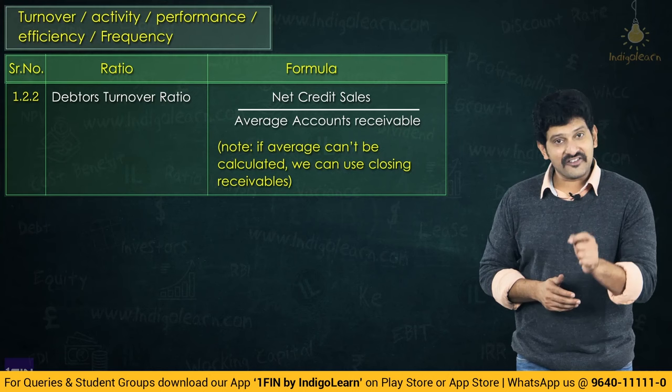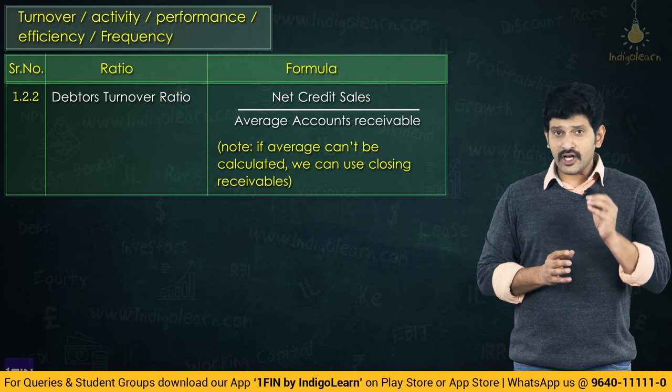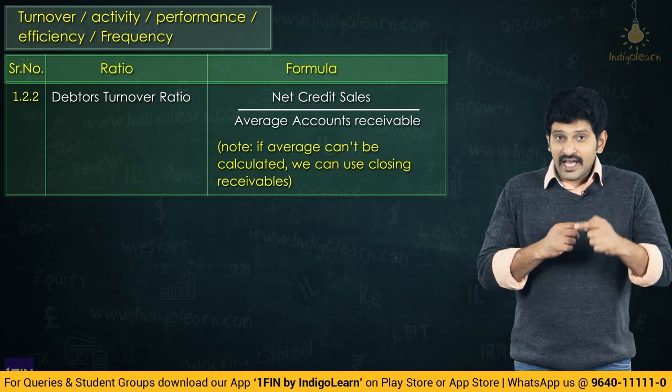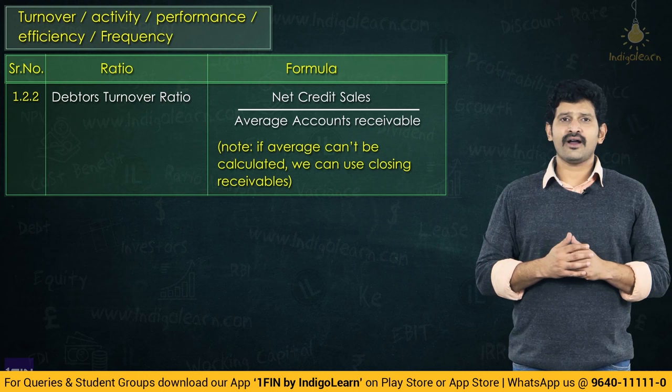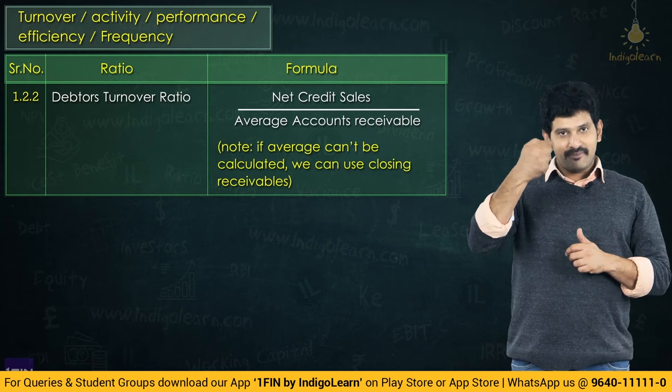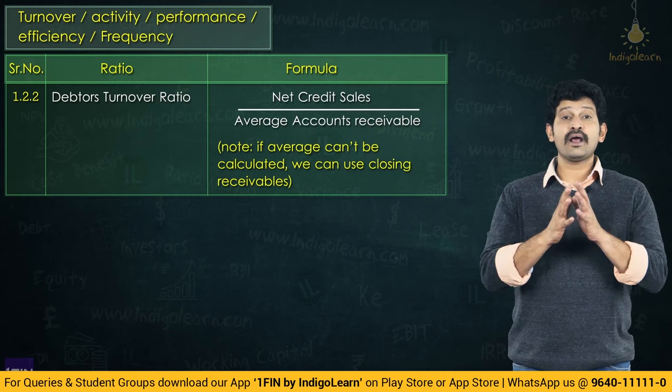Now, one small extension here. Say, for example, my debtor turnover ratio comes to be 4 times. Now, what does that mean? I am able to collect from my debtors 4 times. 4 times means when? Say, in 1 year, 4 times means what? 12 months divided by 4, that is once in 3 months. So, 3 months, 3 months, 3 months, 3 months, 12 months. Therefore, my debtor turnover ratio is 4 times means my debt collection period is 3 months.